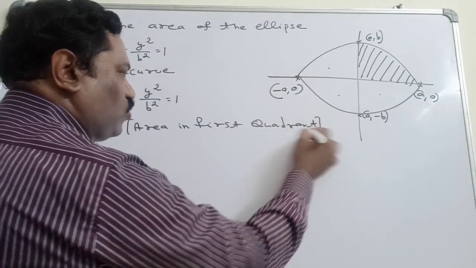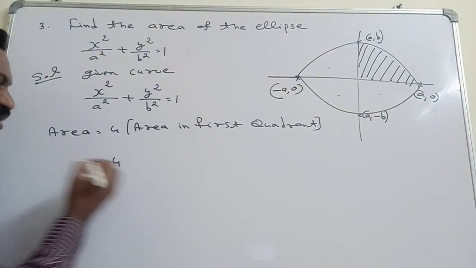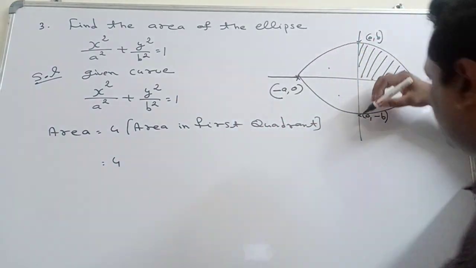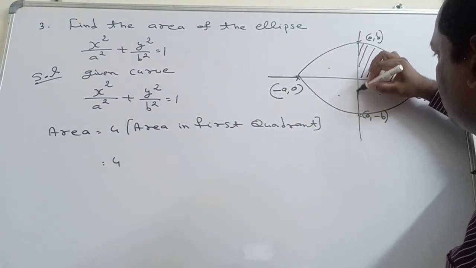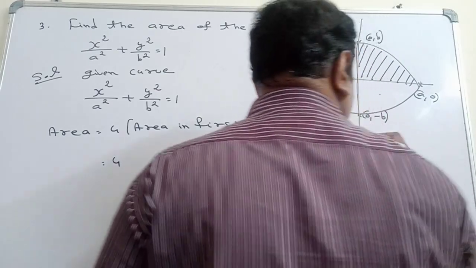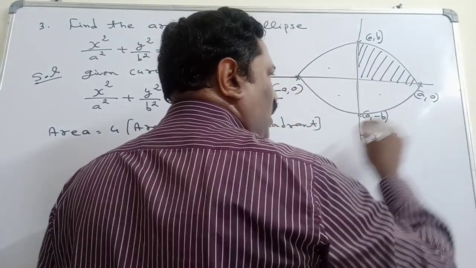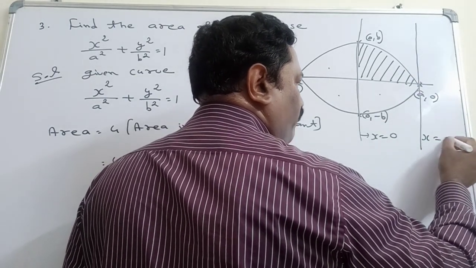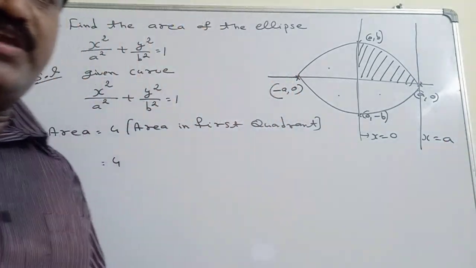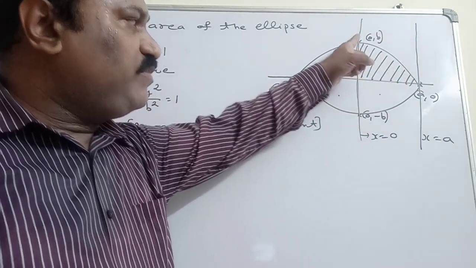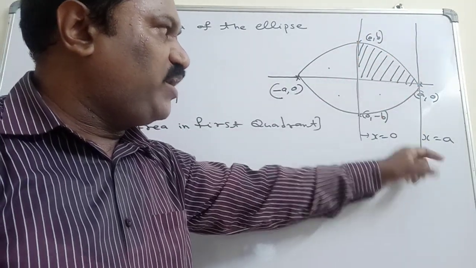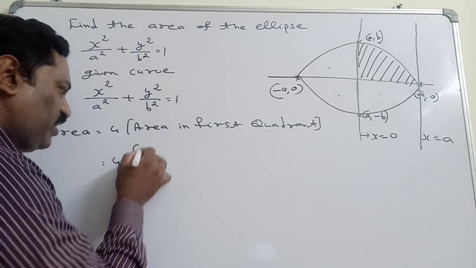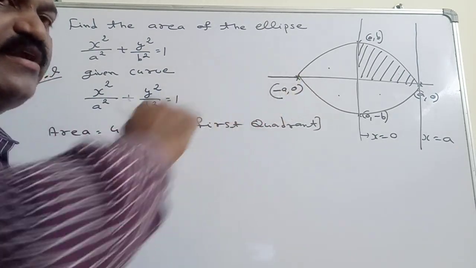Area in the first quadrant. So that's why that is 4 times. To find the area bounded by this curve in the first quadrant, this is the y-axis, so the equation of the y-axis is x equal to 0. This is one line, and this point a, 0 means x equal to a will be the other line. Now we have to find the area bounded by this curve between the lines x equal to 0 and x equal to a with the x-axis. So the limits you have to take are from 0 to a, the area under the curve.